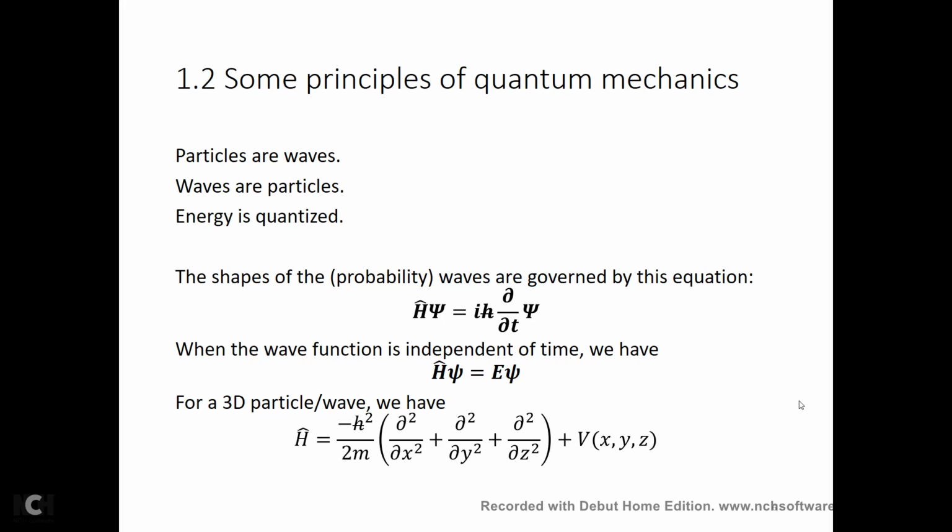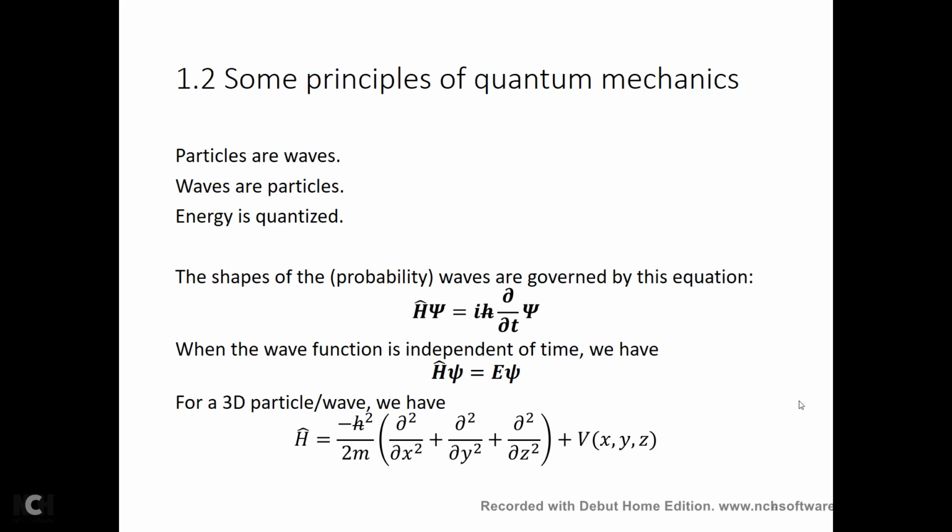Energy is quantized. The atomic orbital energy levels in the hydrogen atom are quantized. It has to be -1/(2n squared), and n is an integer.